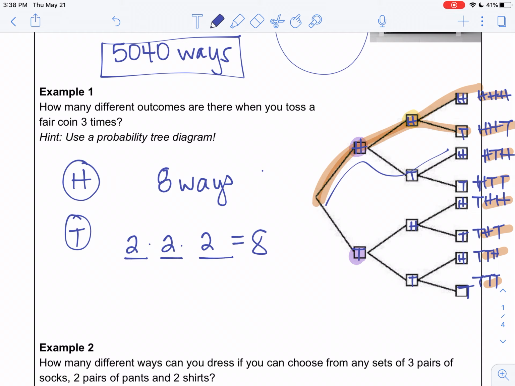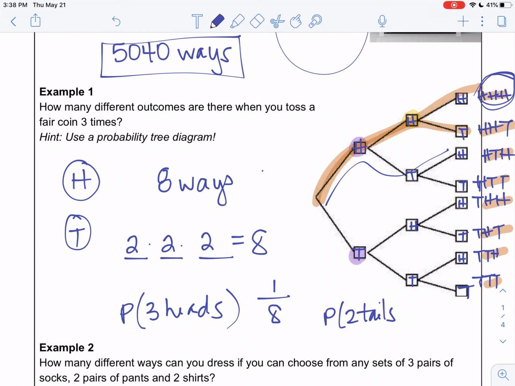Now, if you wanted to expand on this and say, what's the probability of 3 heads in a row? Well, looking at my chart, there's only one way to get 3 heads in a row. There are 8 possibilities. So my probability of flipping 3 heads is 1 out of 8. So that tree diagram can help you with that. If you want to know the probability of flipping exactly 2 tails, I have 2 tails here, 2 tails here, 2 tails here. If I want exactly 2 tails, that would be 3 out of 8.